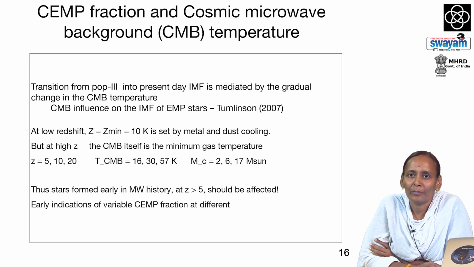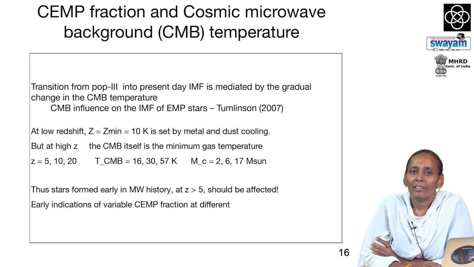So one of the possible solutions which was proposed for the CEMP fraction is the connection to the CMB, that is the cosmic microwave background temperature. We still don't know whether the transition between Pop III or heavy mass stars and the present day IMF, that is the initial mass function, happened abruptly, or was mediated by a gradual change in the CMB temperatures.